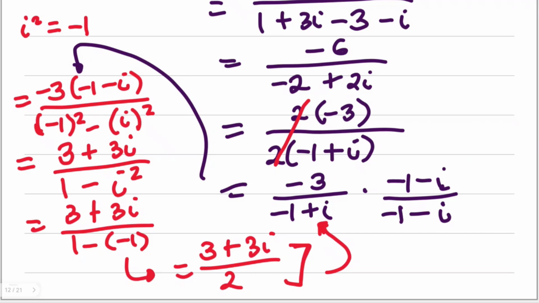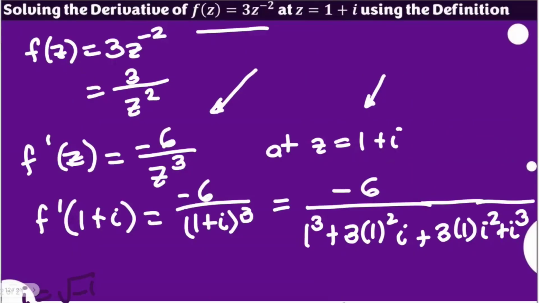So basically, this is still the answer for the derivative of the given function at z equals 1 plus i, regardless of whether we use the derivative determined by the definition in the previous video, or the rules of differentiation, which I can guarantee will give you the same answer. So this is the result for this item.